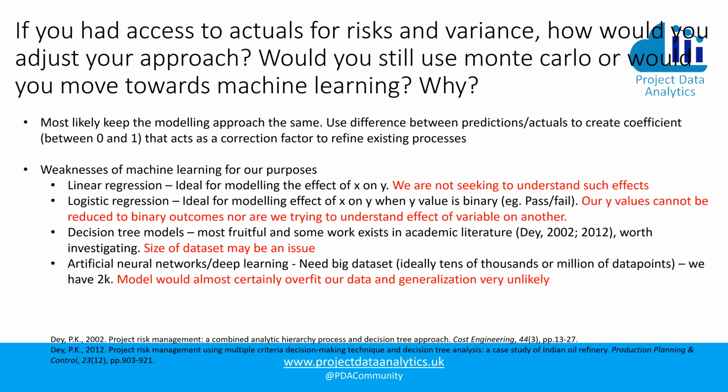Most likely we would keep the modeling approach the same. We would use the difference between the predictions and the actuals to create a coefficient, that is to say a number between 0 and 1, that acts as a correction factor to refine existing processes. We think that machine learning will probably be overkill for the size of the data set that we have. Ideally, a machine learning data set has tens, if not hundreds of thousands, if not millions of data points, whereas we've only got 2,000 realistically.